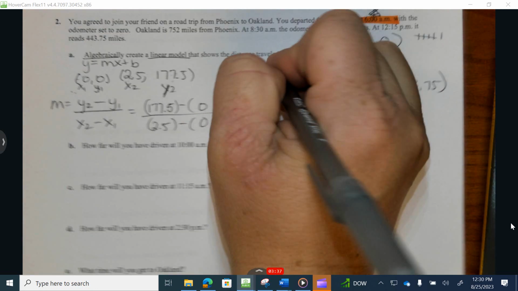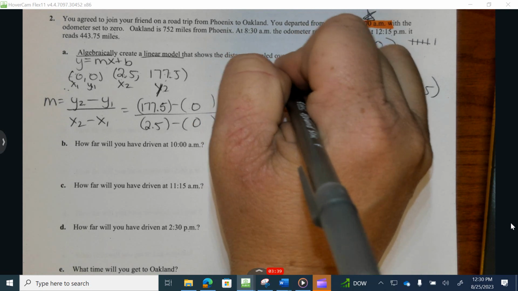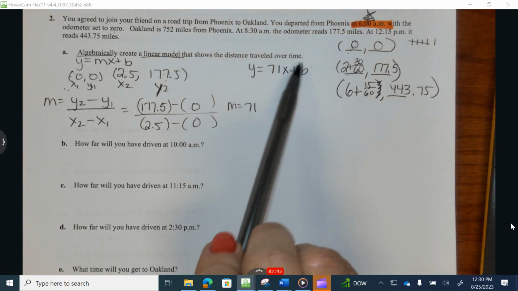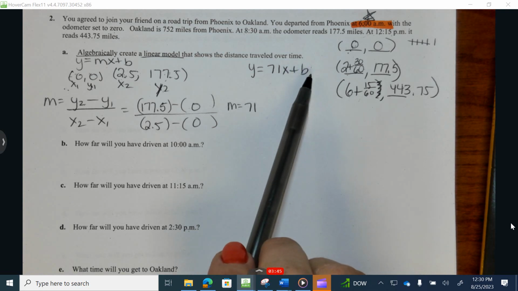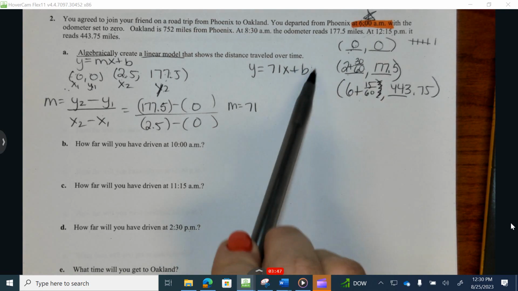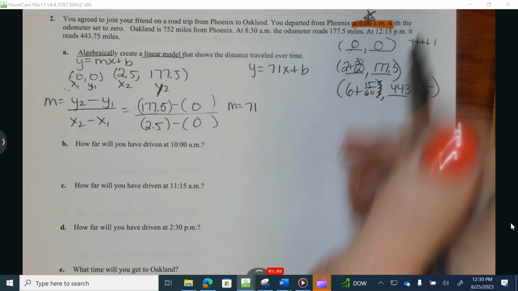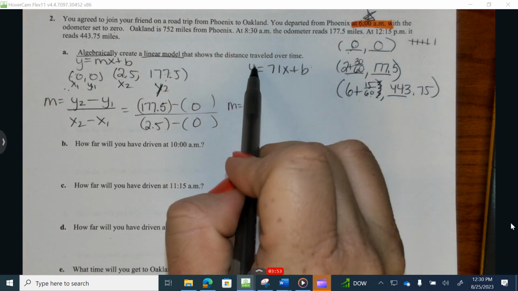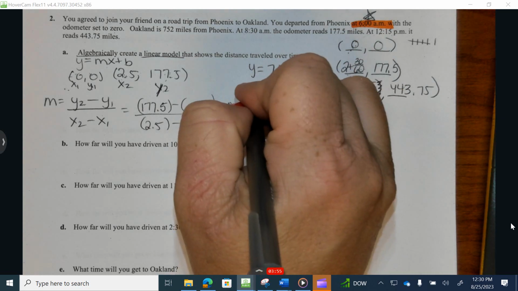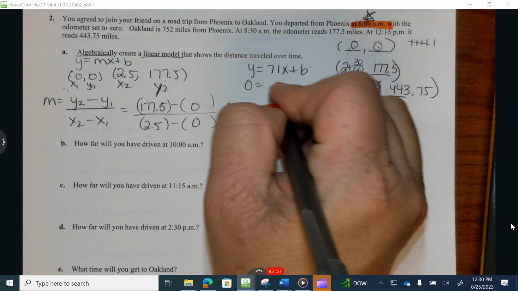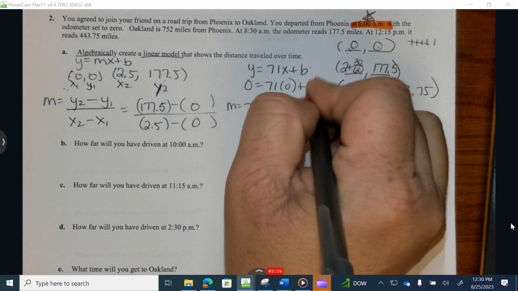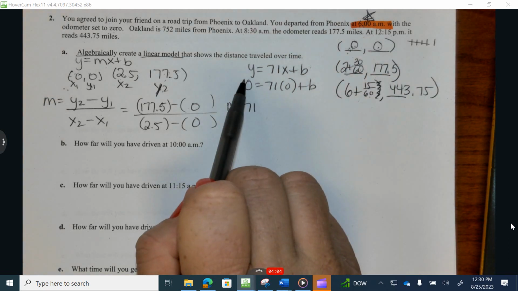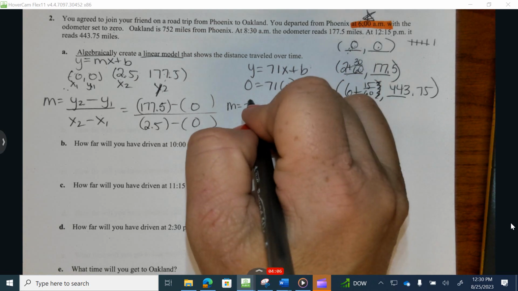So y equals mx plus b. Now some of you are going to realize that our initial is 0, and you're just going to put a 0 in this place. Others may not recognize that, so you choose any one of the ordered pairs, plugging 0 in for x, 0 in for y, and solving for b. Now, you could have used 2.5 and 177.5. You're still going to end up with the same b amount.